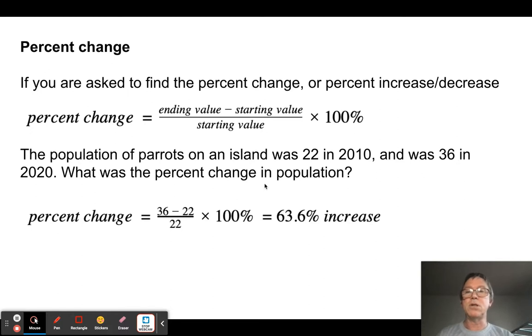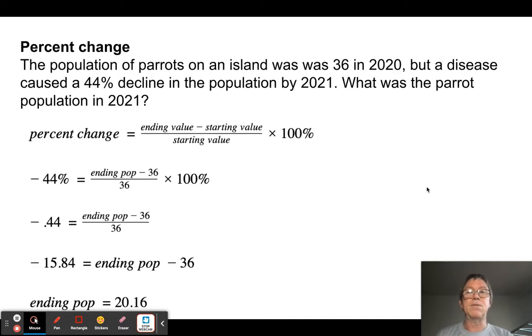So the percent change is just going to be the final value, or the ending value, minus the beginning value, divided by the beginning value, times 100%, which gives us 63.6% increase. But they might ask it to you this way instead. The population of the parrots was 36 in 2020, but a disease came along and it caused a 44% decline in the parrot population by 2021. So what was the parrot population after that 44% decline?